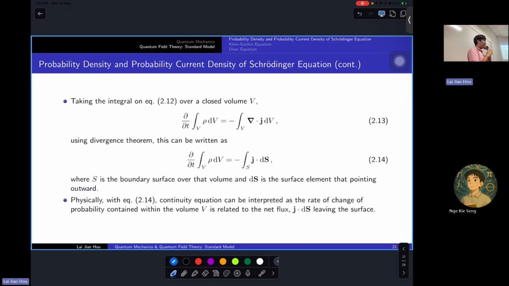In that analogy, we define the probability current. If the probability current, kind of the current, is flowing out of the closed volume, the probability density, analogous to the charge density, will be changing.